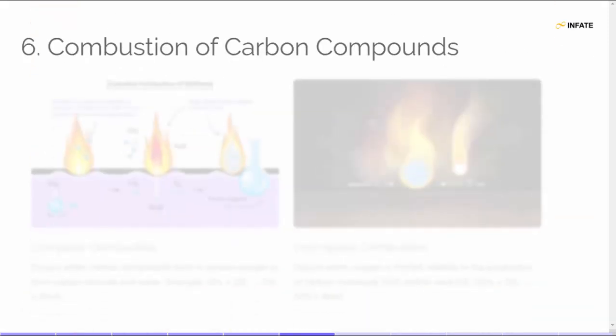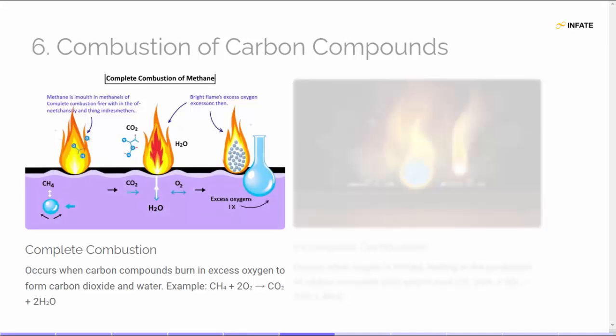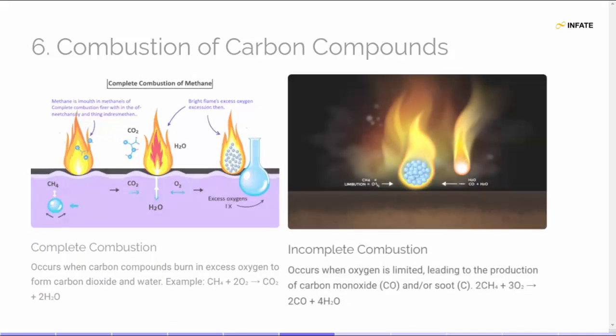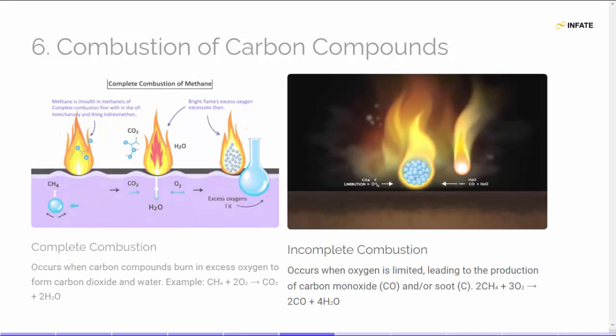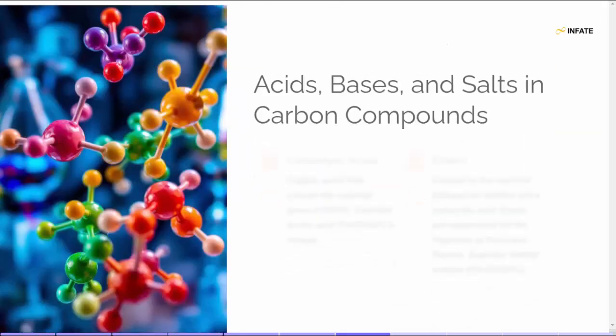6. Combustion of carbon compounds. Complete combustion occurs when carbon compounds burn in excess oxygen to form carbon dioxide and water. Example, CH4 plus 2O2 gives CO2 plus 2H2O. Incomplete combustion occurs when oxygen is limited, leading to the production of carbon monoxide, CO, and or soot. 2CH4 plus 3O2 gives 2CO plus 4H2O.